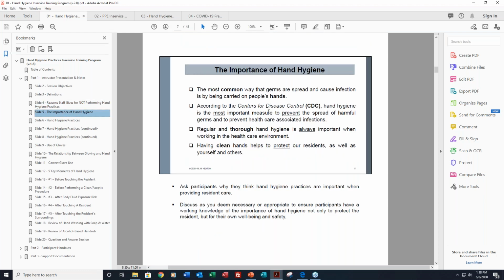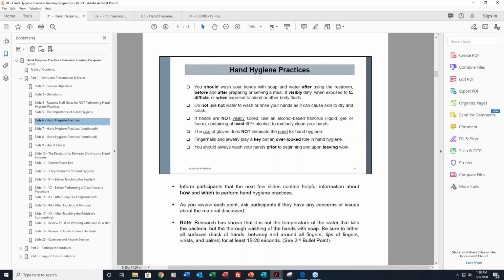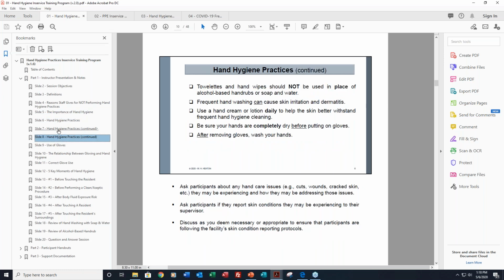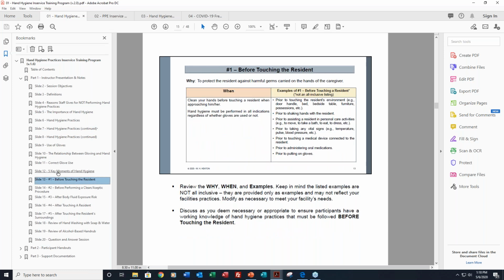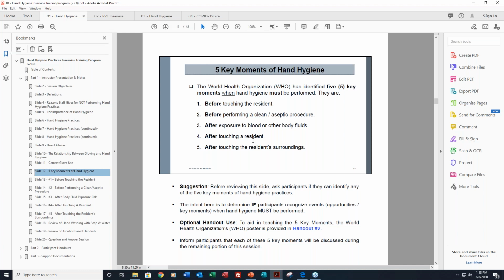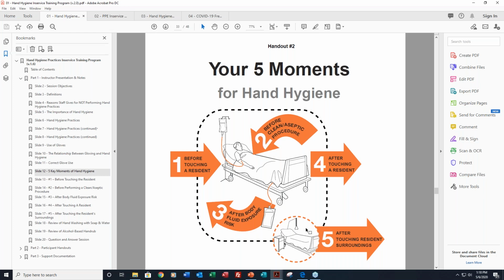So as you go through all of the slides, you will find all of the teaching notes, and where it provides for a handout, that handout will be linked. So you'll always be able to get to the data if you want to do that. It talks about the 5 moments of hand hygiene. These are the World Health Organization's 5 key moments. We've all seen those.